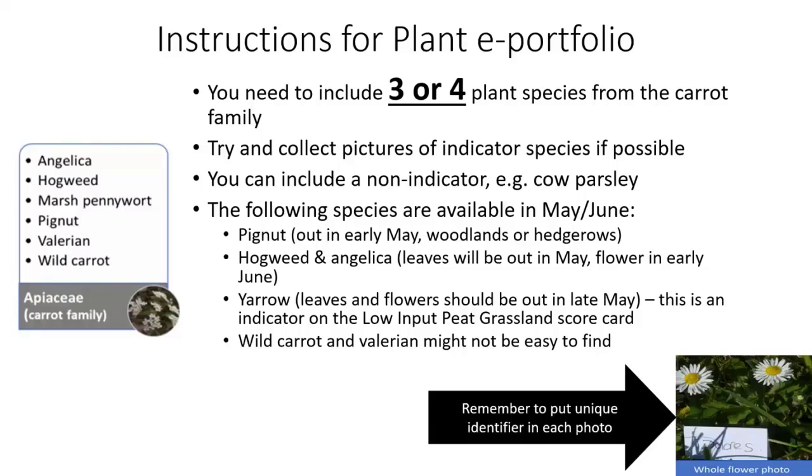So your instructions: three or four plants. Now the carrot family, again, if you find the leaves and the stalk and the flowers haven't come out, don't worry about it. Put in the leaves and the stalk, and the flowers we'll look at when we meet in June. So pignut definitely, hogweed and angelica, you'll definitely get the leaves. Yarrow, potentially get the leaves. If you live near the coast, you might be able to head out and see wild carrot. And valerian is a wetland species and it mightn't be that easy to find, so don't worry about that. But the others, give a go and see what you can find for this particular species, or group, family I should say.